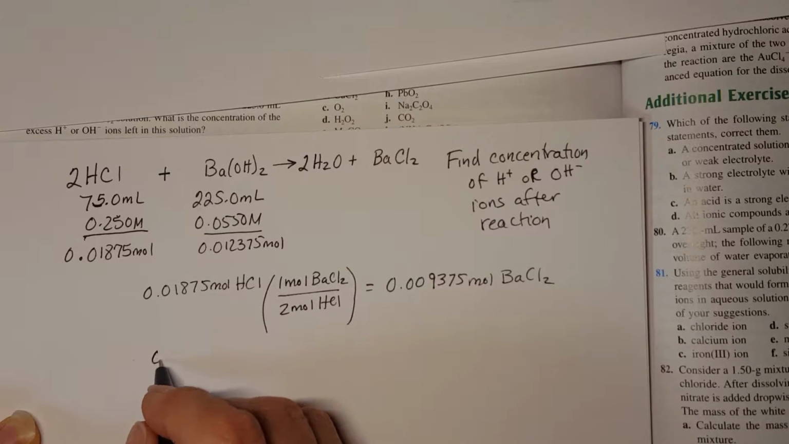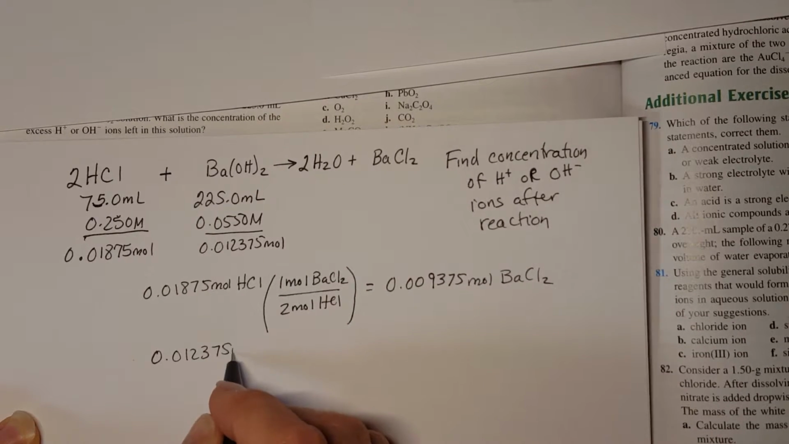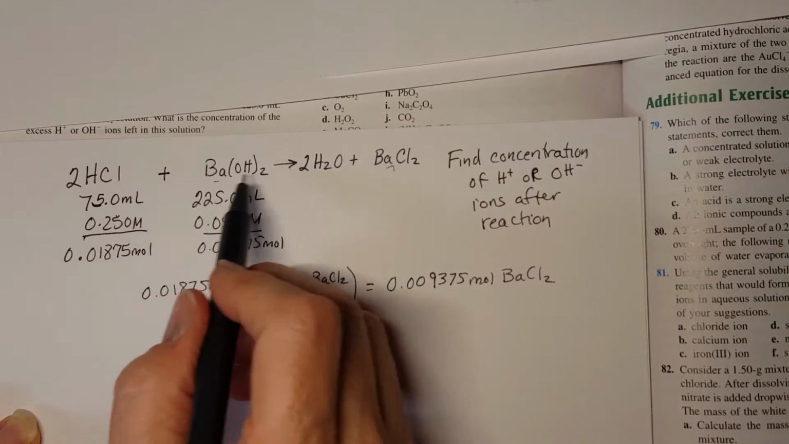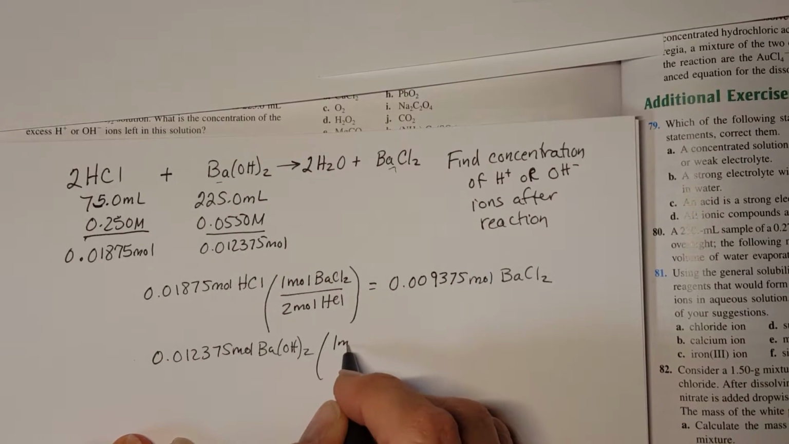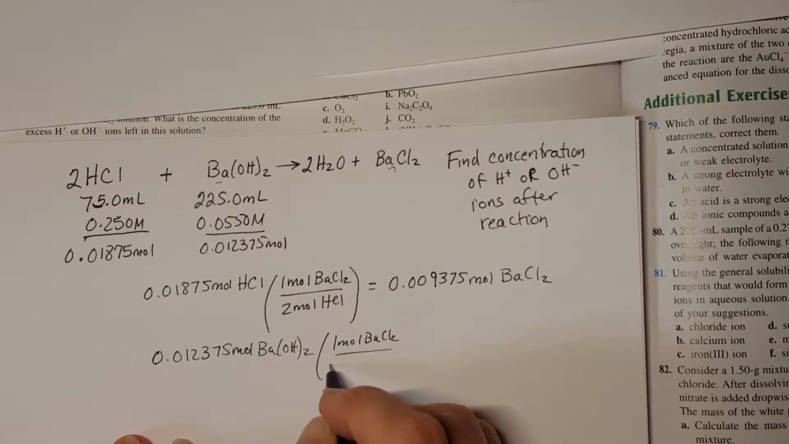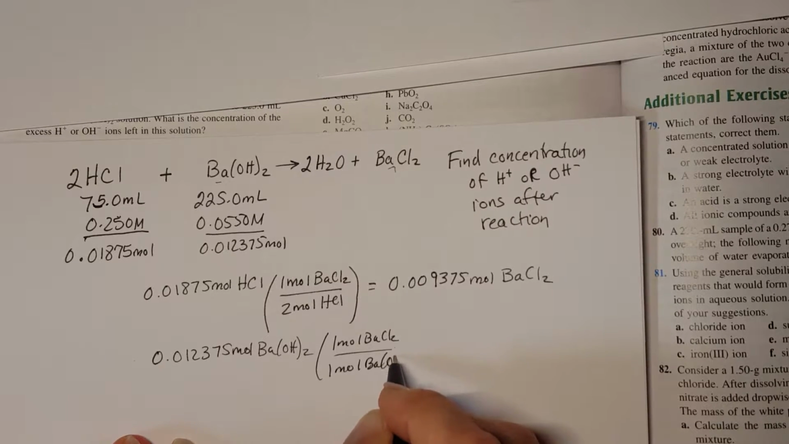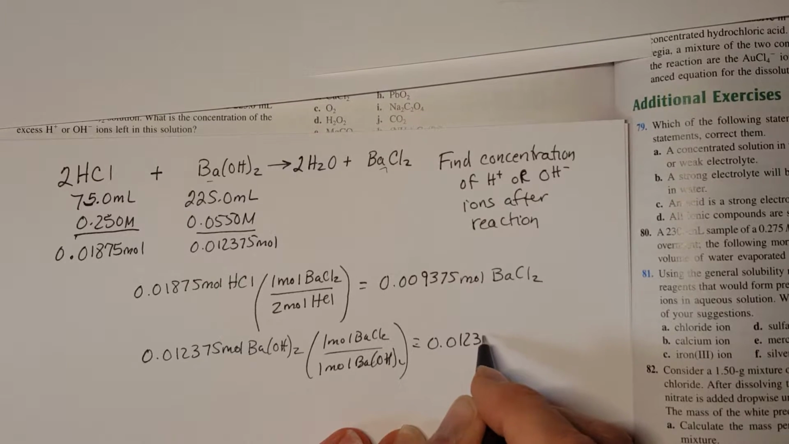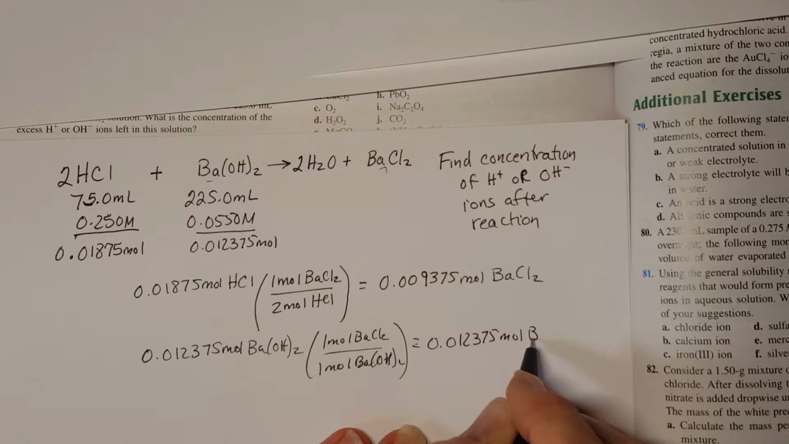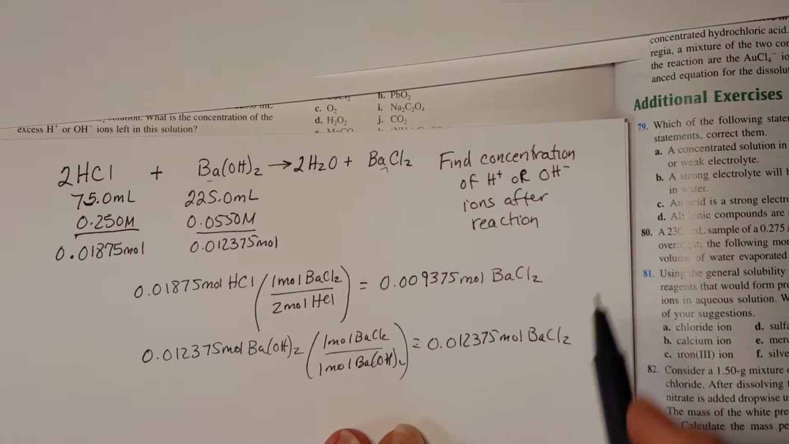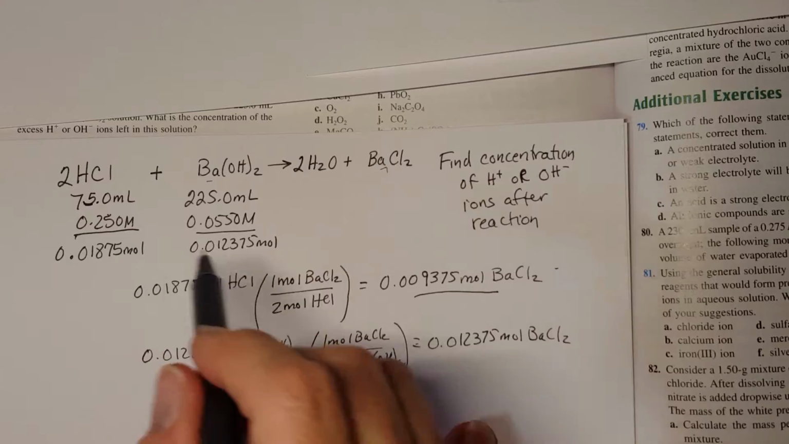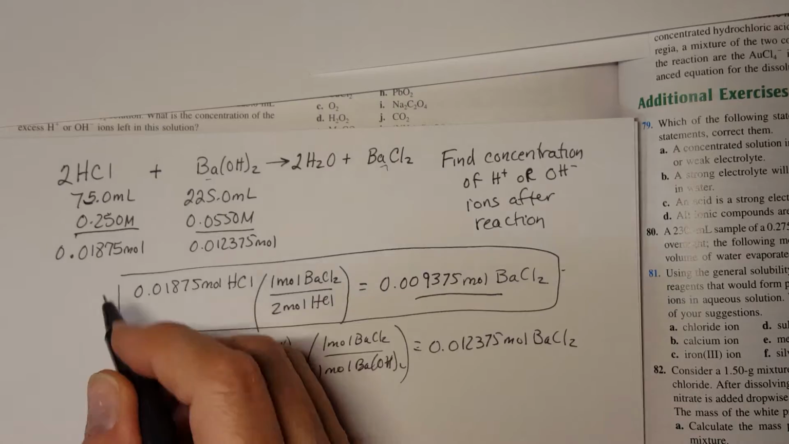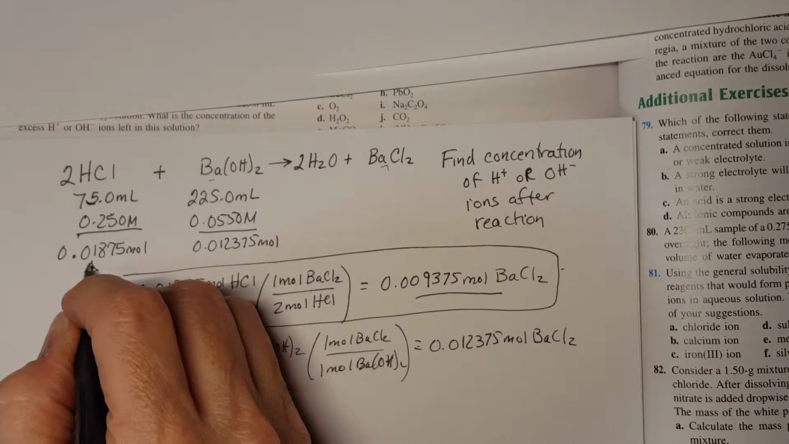If I start with the 0.012375 moles of barium hydroxide, and I have a 1-to-1 ratio in my stoichiometry, 1 mole of barium chloride for every 1 mole of barium hydroxide, I see that I'm going to make 0.012375 moles of barium chloride. So which one is less? This one is a lower amount, so that means the HCl is the limiting reactant here. The limiting reagent is this one.